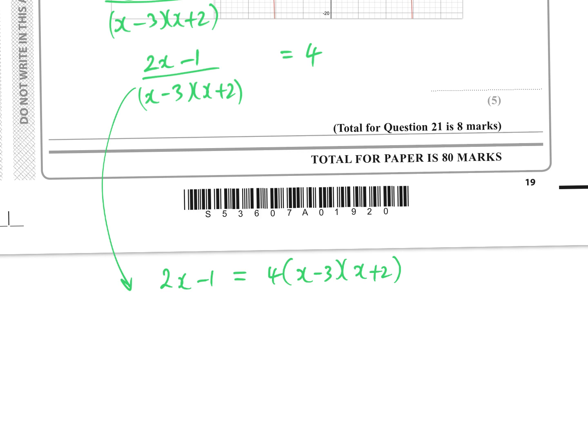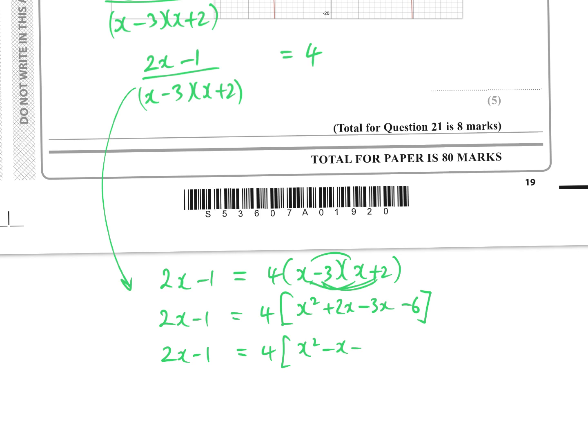You could have expanded that at any point. I'm just going to do it now. So you'll have 2x minus 1 equals 4 lots. I'm going to use a square bracket here. x squared plus 2x minus 3x minus 6. So 2x minus 1 would be 4 lots of x squared minus x minus 6. So 2x minus 1 becomes 4x squared minus 4x minus 24.